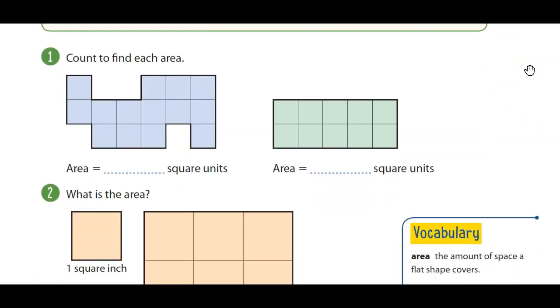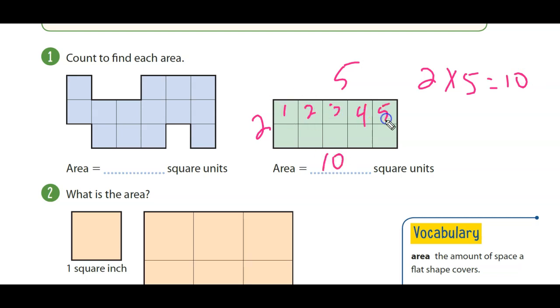Let's do this one here. Go ahead and do number 1 for me. Find the area for each shape. For number 1, I have 2 different types of shapes. For the green one, the width is 2, the length is 5. So 2 times 5 is 10. Or I can count 1, 2, 3, 4, 5, 6, 7, 8, 9, 10. I can do that too.